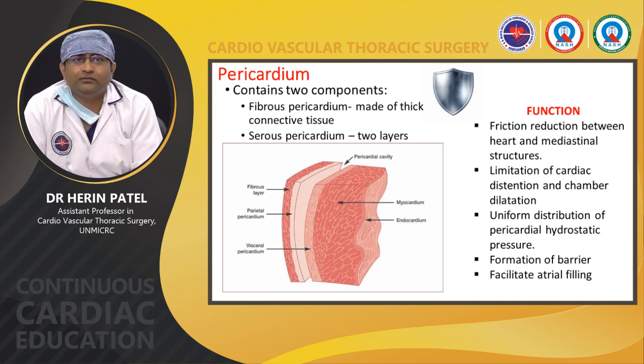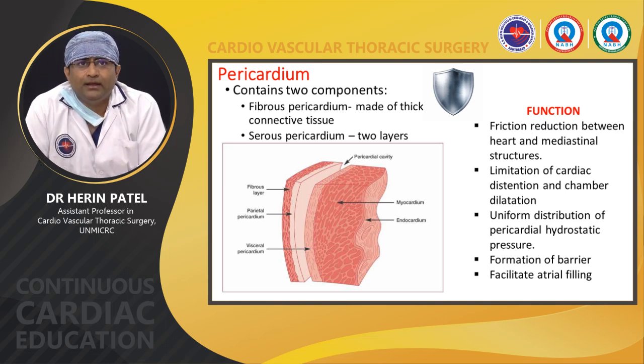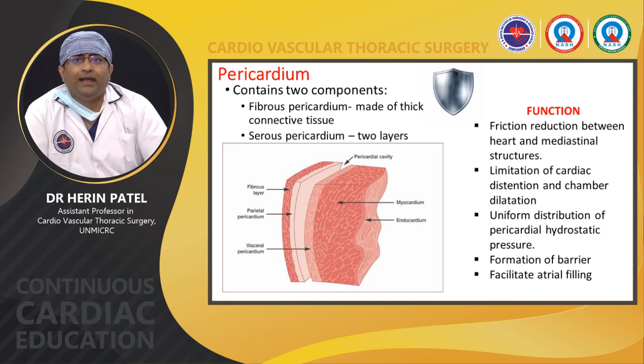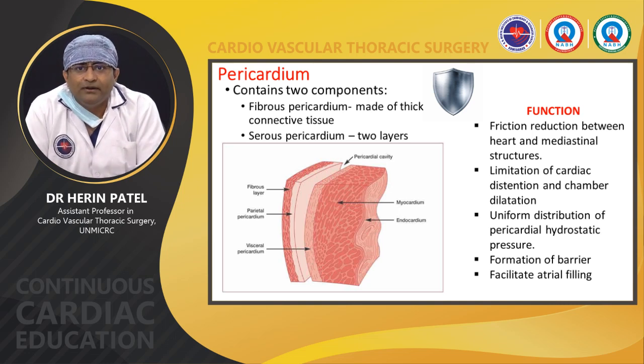The main function of the pericardium is to provide stability to the heart. It provides stability, security, and also prevents the heart from distension. It also provides friction reduction between the heart and the mediastinal structures. It also has a role to play in the limitation of distension.